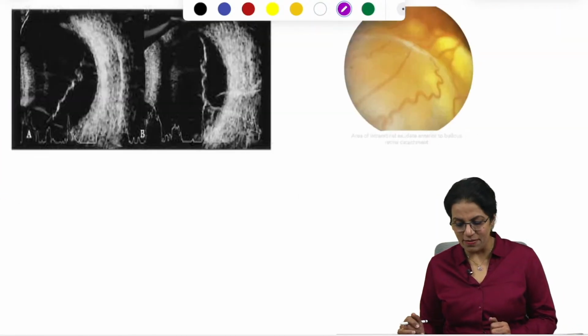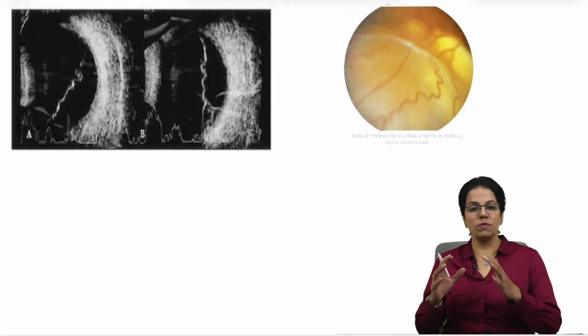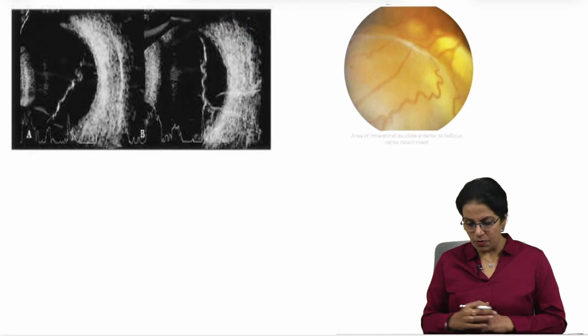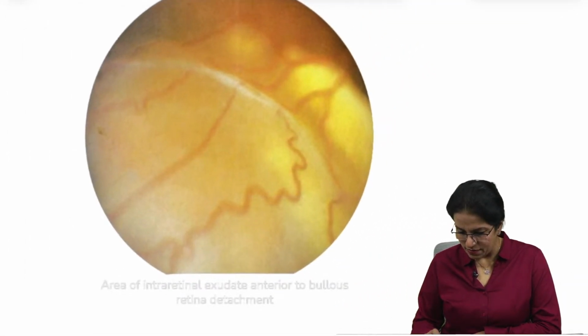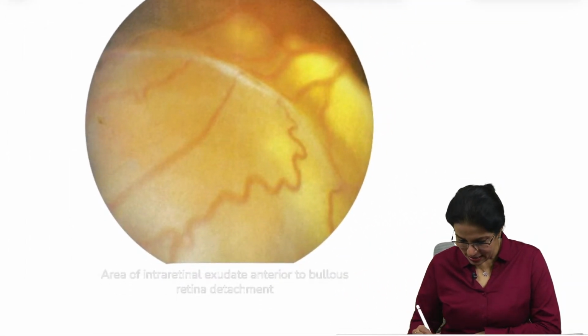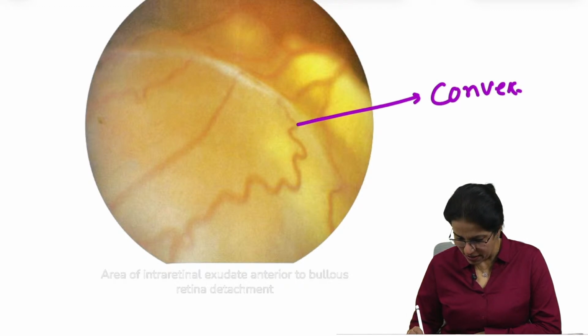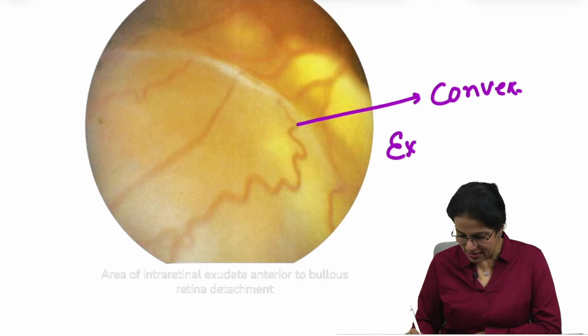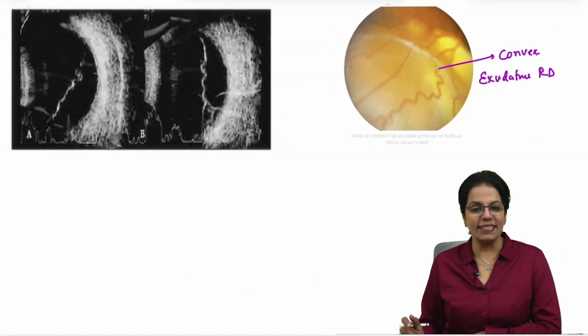We come to the next image now. Now tell me, what are you looking at? Look at the two images. Can you tell me what it is? First of all, let's see this one. What do you see here? I can see a convex configuration of a detached retina. It's already written here. This is a convex configuration, and which type of RD is this? Exudative retinal detachment. So this is your exudative retinal detachment.